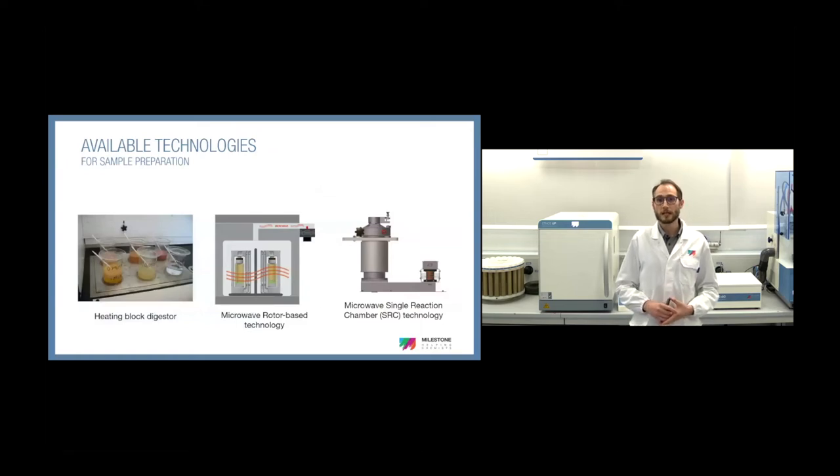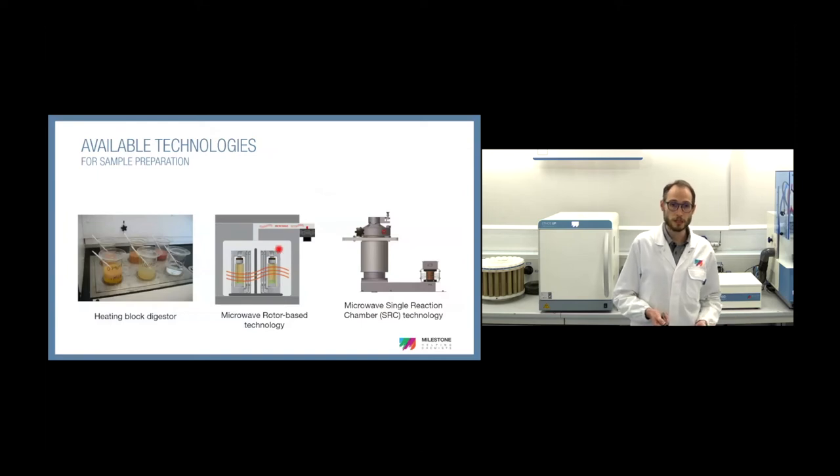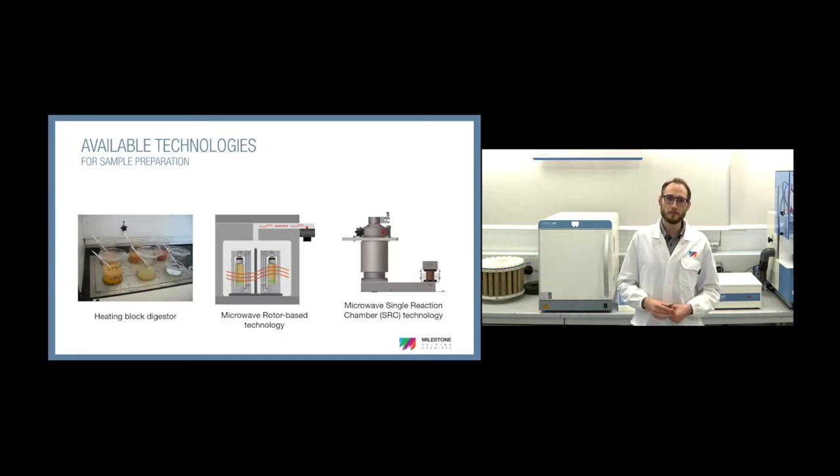Having said that, there are different technologies available that allow you to perform a digestion. The main technologies used in a lab are heating plates, like the one that you see here in this picture, or microwave systems. The heating plates are basically simple hot plates that are usually placed under a fume hood. On these hot plates, we can place our beakers, which can be glass or even Teflon, and we weigh the sample in the beaker and add the inorganic acids that we need to perform the digestion.